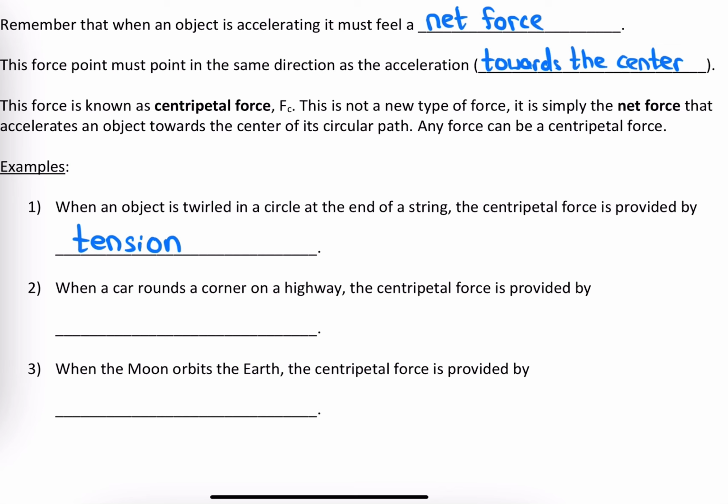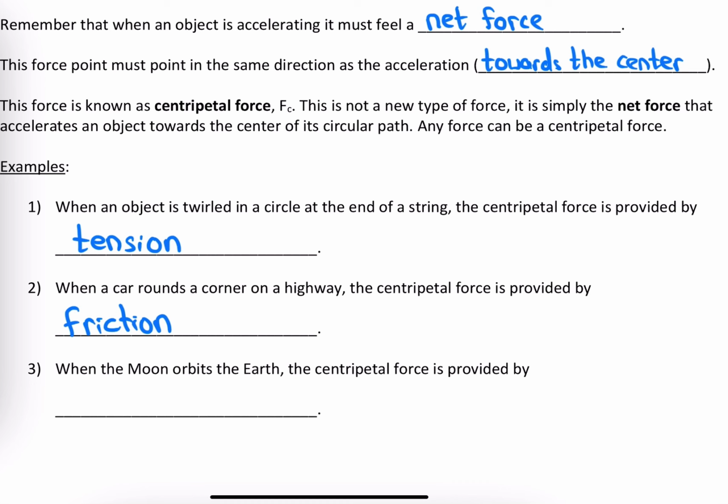Well, we lose our grip. We have no more friction. So if getting rid of friction stops me from going around a corner, accelerating towards the center, then that must mean that having friction is what causes me to do that. So the centripetal force when a car goes around a corner is provided by friction. The grip between the car's tires and the ground. If you lose that grip, you can't go around the corner.